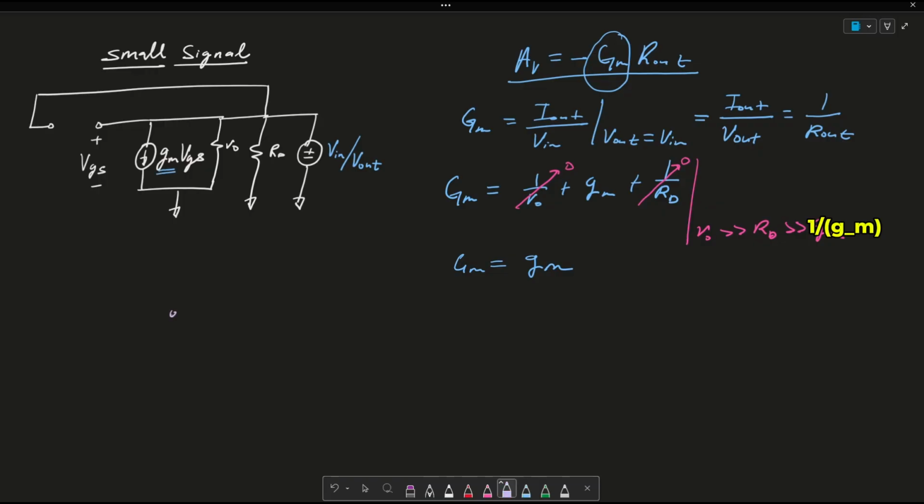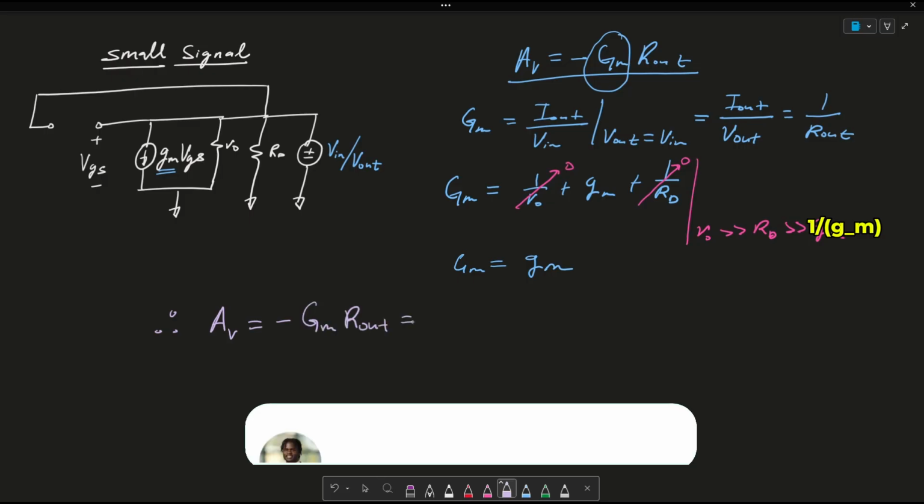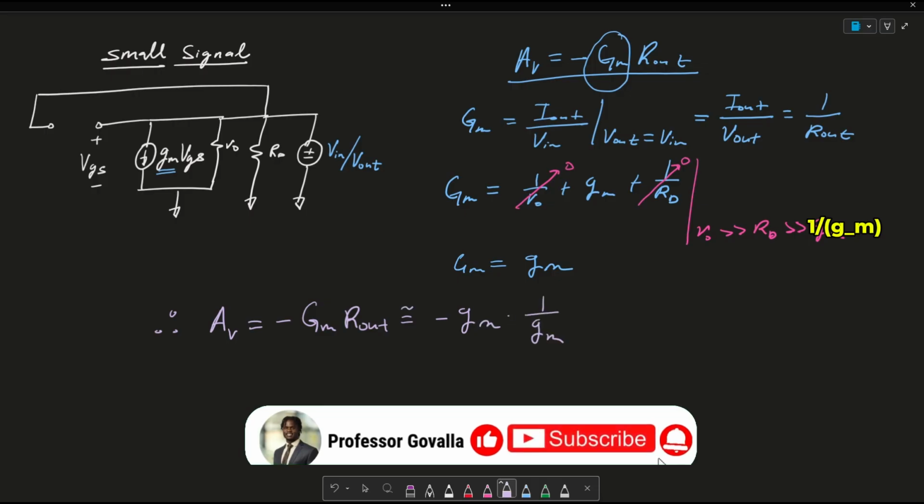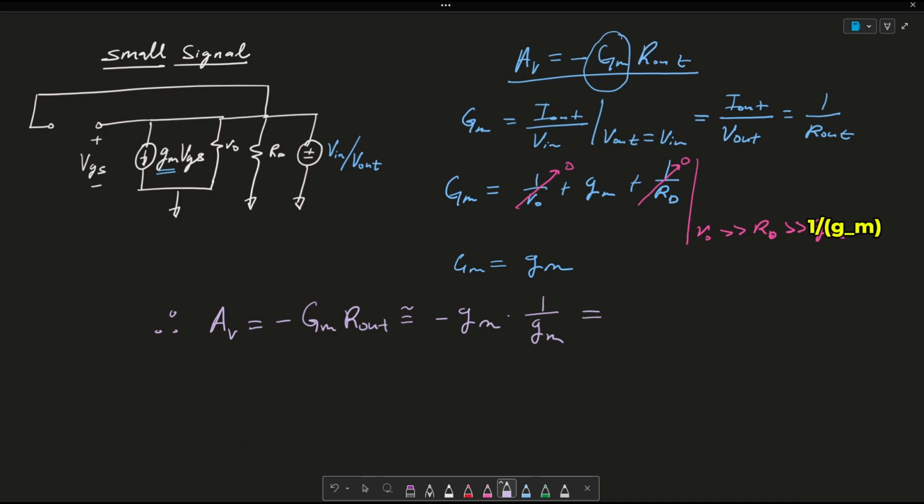So the final conclusion for the analysis of this diode-connected MOSFET is that the AV gain is equal to minus capital Gm times R out, which is simply equal to minus GM times 1 over GM. And this is an approximation, which is equal to minus 1 V over V. So this ends the analysis.